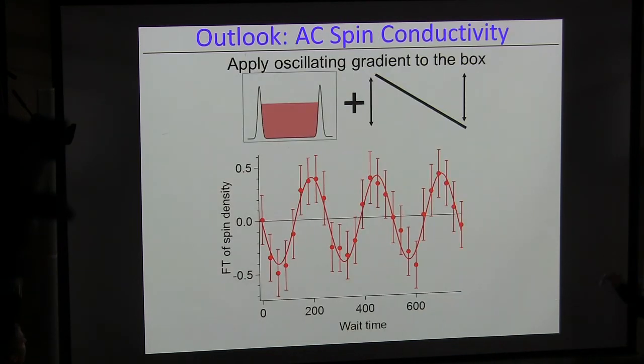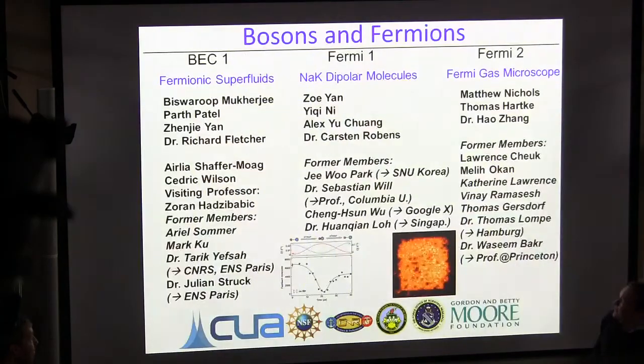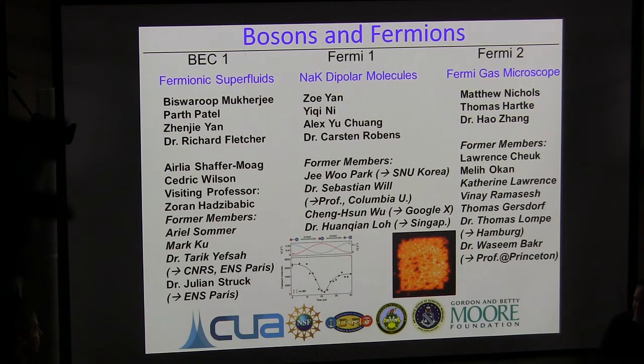Here's an outlook. We want to measure AC conductivity by just shaking our gradient, just like we did for the density in the unitary Fermi gas, and we see, well, we get a response, very nice. Now that should be measured as a function of frequency to see what's going on at finite frequency. So with that, I thank you for your attention and thank my group for their hard work.